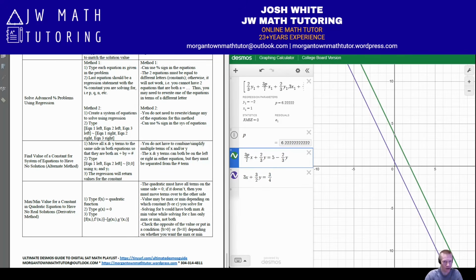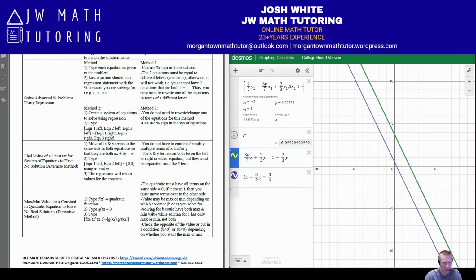First of all, the quadratic must have all the terms on the same side equal to 0. If it's not given in that form, then you have to move terms over to the other side. A couple other things. The value could be the maximum or minimum depending on which constant you are solving for, say like b versus c. Basically with b, I'm talking about the standard form of ax squared plus bx plus c. So for b, the value could be a minimum or could be a maximum.